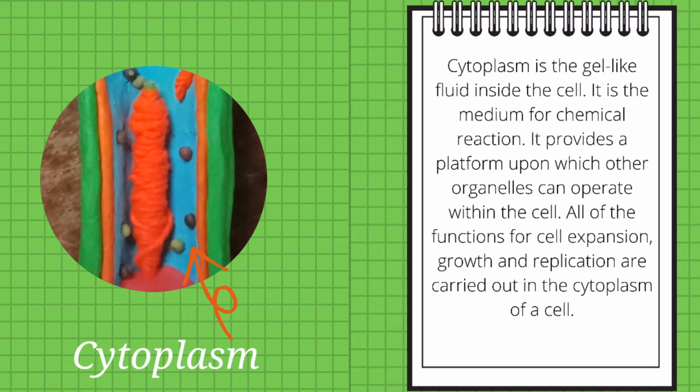Cytoplasm is the gel-like fluid inside the cell. It is the medium for chemical reactions. It provides a platform upon which other organelles can operate within the cell. All of the functions for cell expansion, growth, and replication are carried out in the cytoplasm of a cell.